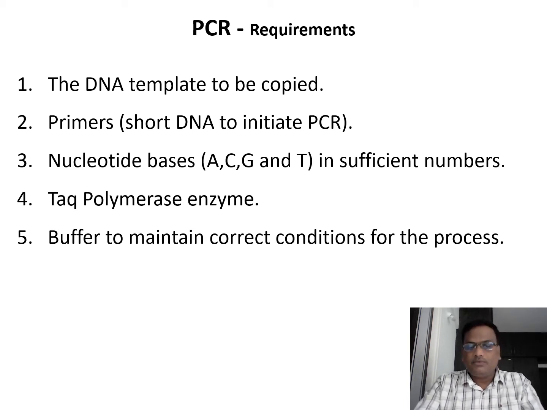Then the nucleotide bases, these are the raw materials to produce the new DNA strands, A, G, C and T, in sufficient numbers. Then Taq polymerase enzyme. So this is the enzyme which is going to form the new strand, the polymerase enzyme. Then buffer to maintain correct conditions for the process. Since we are doing this in vitro, so outside the body in laboratory conditions, it actually happens in a small machine, a PCR machine, which is a very small instrument. So you are supposed to maintain correct conditions, right? So that is possible by having this buffer.